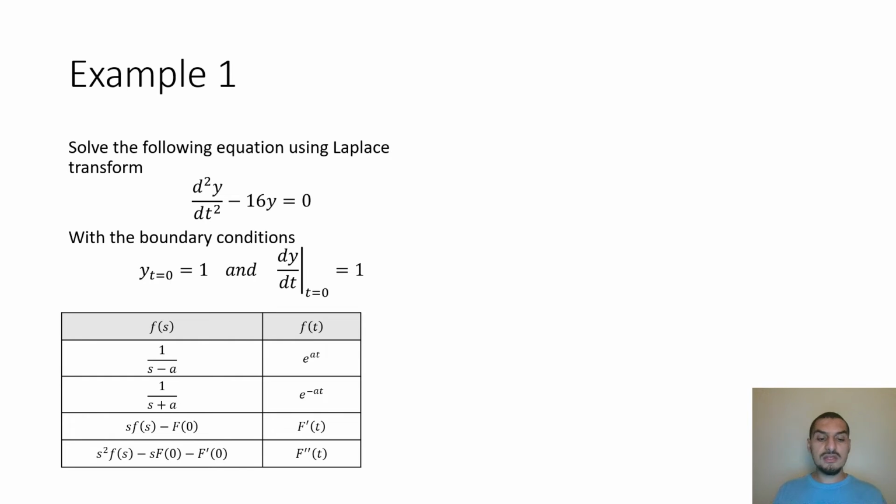I picked them from the table because these are the functions that we are going to be using here. So now let's take it step by step. First, we need to define what we mean by F of s and what we mean by f of t. f of t, let's take it as f of t first. f of t is the parameter that is dependent on time.